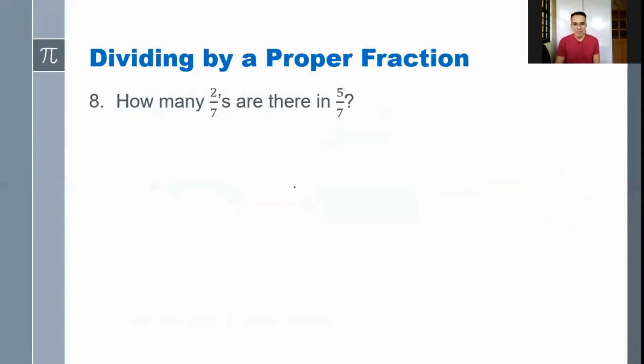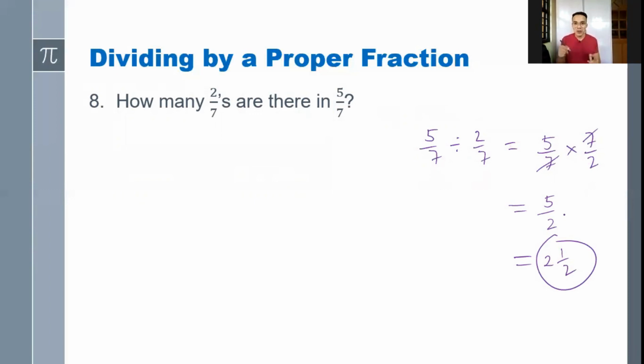And for the last example, how many 2/7 are there in 5/7? So we have 5/7. We're going to divide this by 2/7. And this is equal to 5/7 times 7/2, because again, dividing by 2/7 is the same as multiplying by 7/2. We can cancel 7 out. So we're left with 5/2, or this is the same as 2 1/2. Okay? So there are 2 1/2 2/7 in 5/7. And I think I don't have to show the model in this problem because I'm pretty sure that you already have an idea on how the model of this problem would look like.